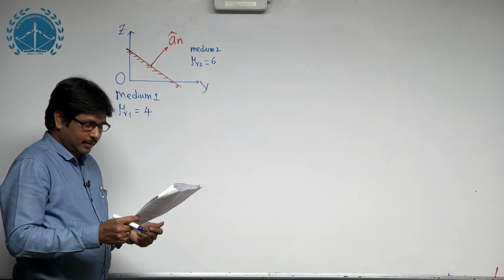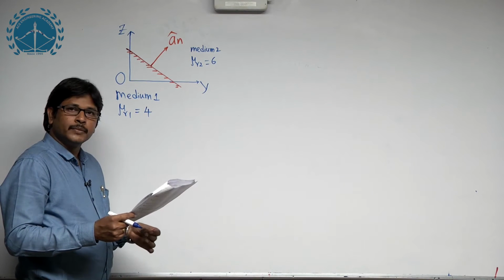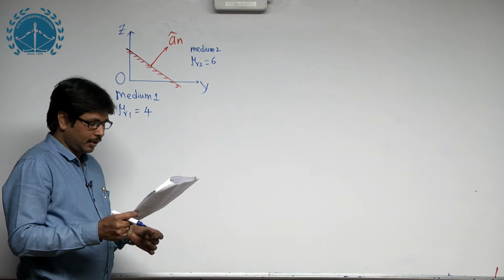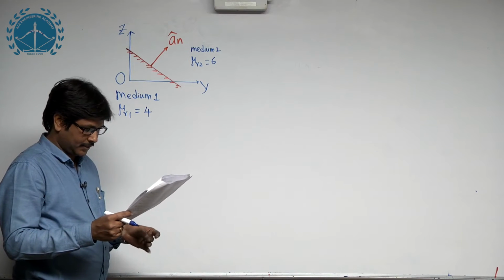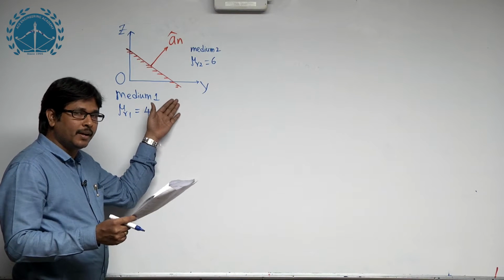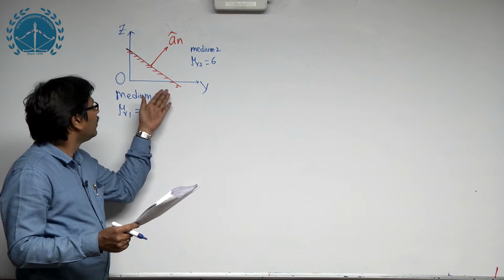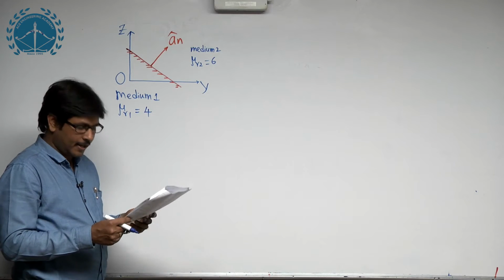In this question, we have two media. The interface separating two media is called boundary or interface. When you have separation of two different media, we need to identify what exactly is happening across the boundary separating the two media.